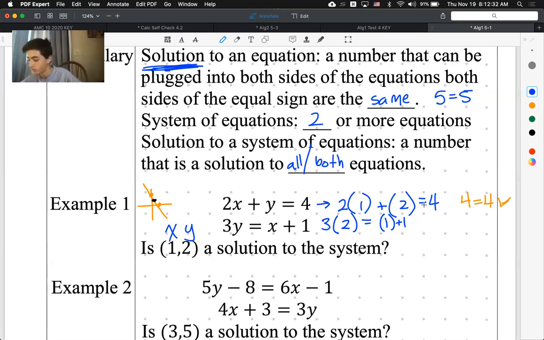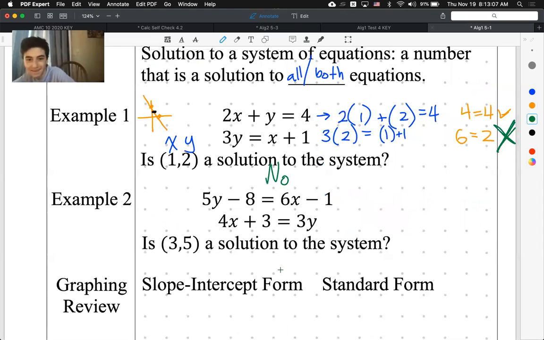All right, left-hand side, what is it, Ripley? It is 3 times 2, which is 6. And the right-hand side is, you got this? 2. All right, 6 is not equal to 2. We put a giant X here. So our answer here is no. It has to work for both of the equations. It only worked for one of the equations.